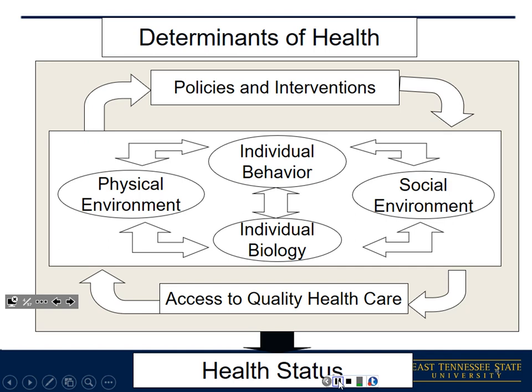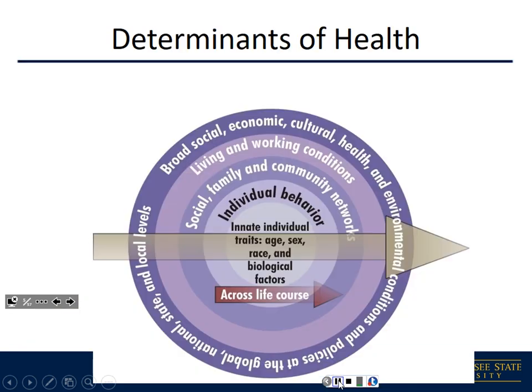So another way of presenting this slide is in the format that you see here in front of you. This is the format that Healthy People 2020 uses to present the determinants of health. Now, let me see how many here in the room, how many of you have heard of Healthy People 2020? Okay. So Healthy People, what is Healthy People 2020?